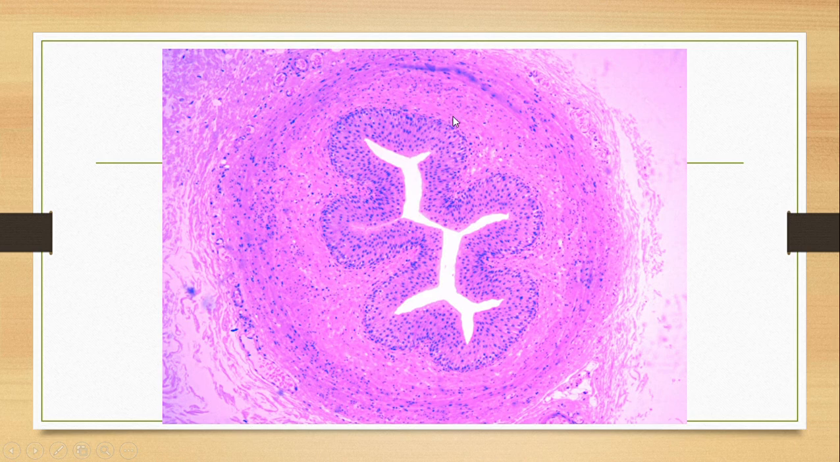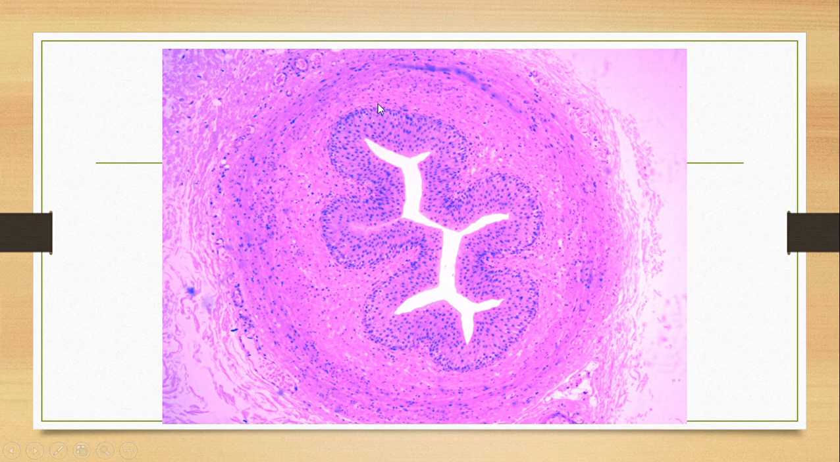Lamina propria is a connective tissue in which we can see loose areolar connective tissue, some blood vessels, and some nerve endings, outer to the epithelium. So the transitional epithelium and the lamina propria together form the innermost layer of the ureter, that is the mucosa.